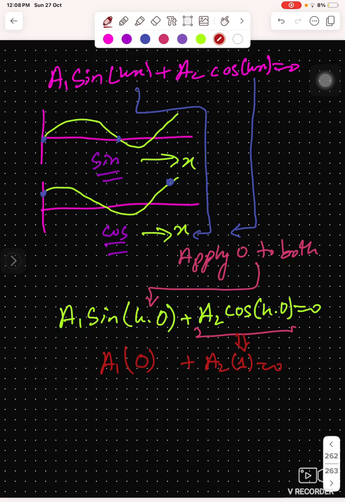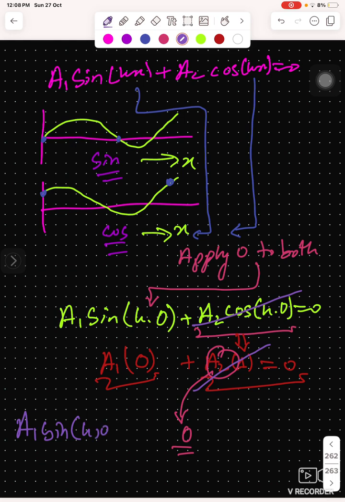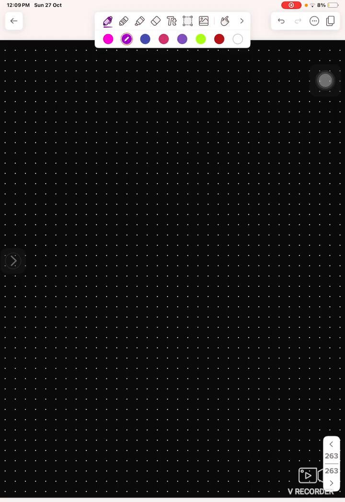Okay, so now we have a problem, right? We have that this a2 times 1 would not equal 0, this would equal 0. So that means a2 is a certain constant, 0. Now it's 0, so we can say this is removed. So cos is removed, and we are only left with this: a1 sine kx equals 0. This is what we are left with, and we will study that.